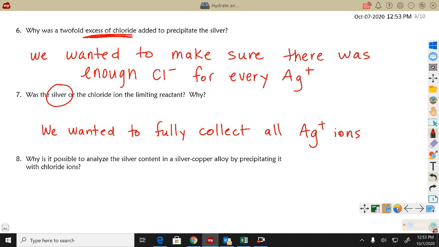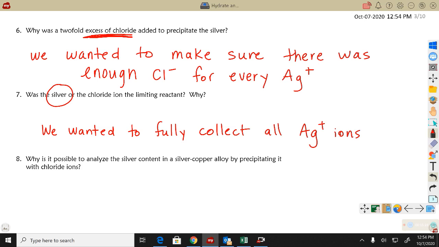I really like 8. It gets a little bit into the next unit on reactions. Why is it possible to analyze the silver content in a silver-copper alloy by precipitating it with chlorine ions? So here's kind of the key, and maybe you remember this a little bit from last year, when you learned about the single replacements, double replacements, or some people call them displacements. Either is fine. There are these solubility rules, that there are certain ion combinations that are soluble, and there are certain ion combinations that are insoluble, and they form precipitates.